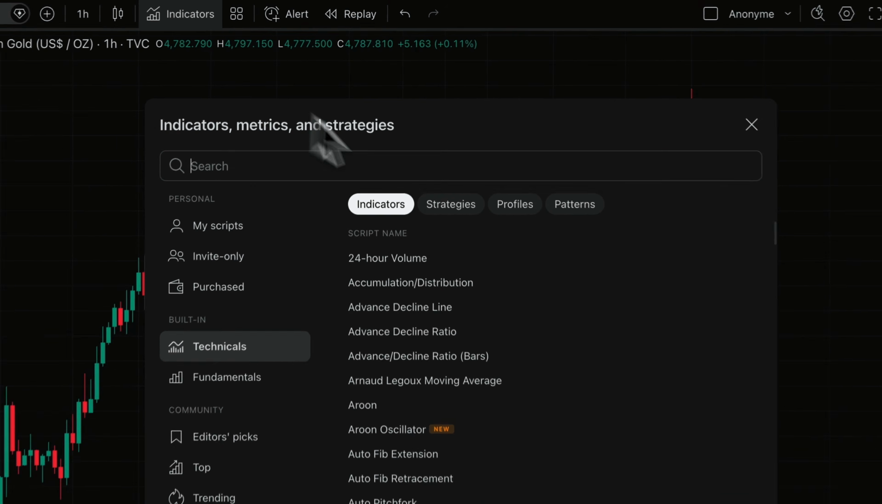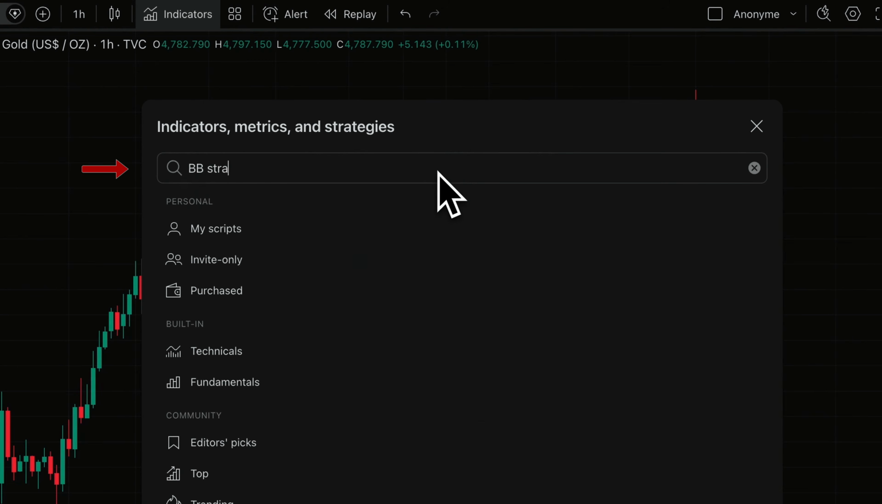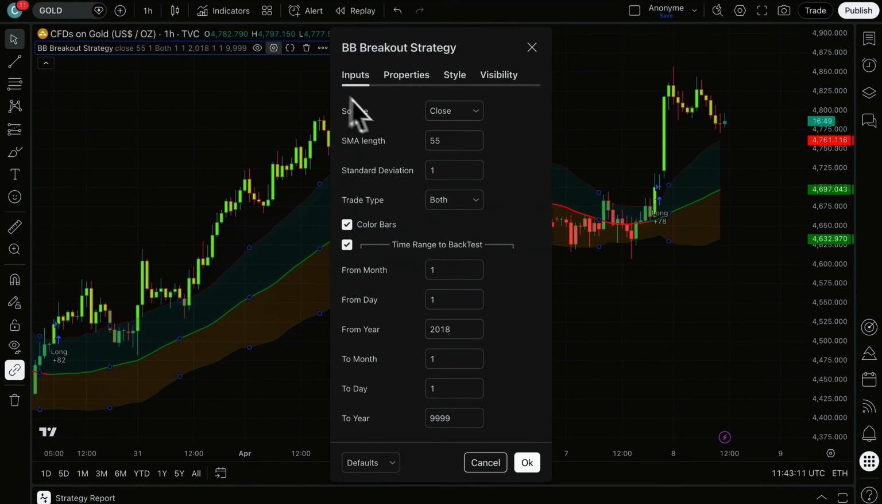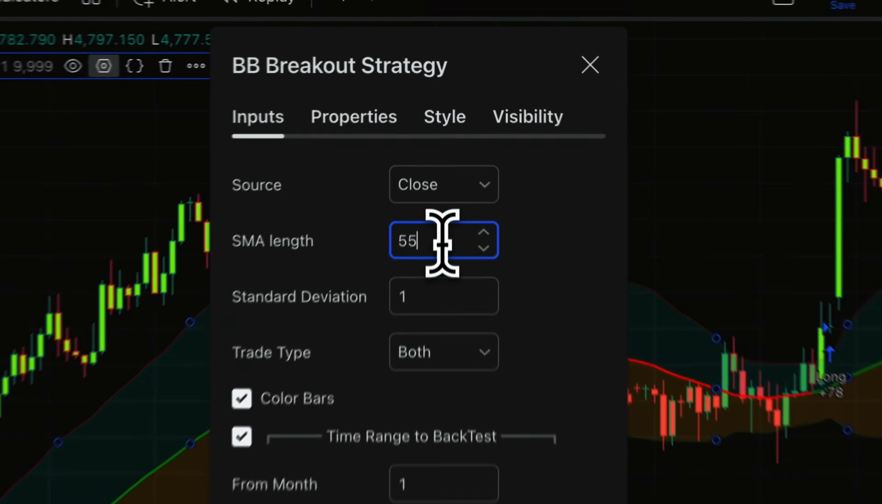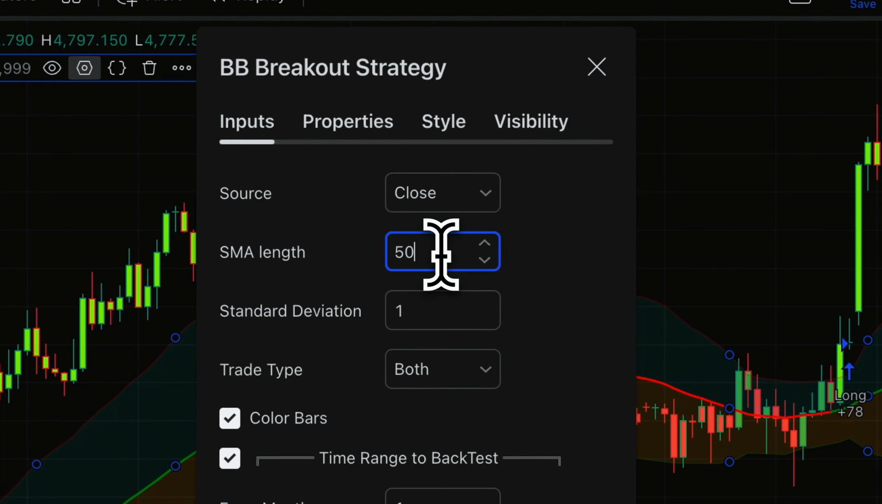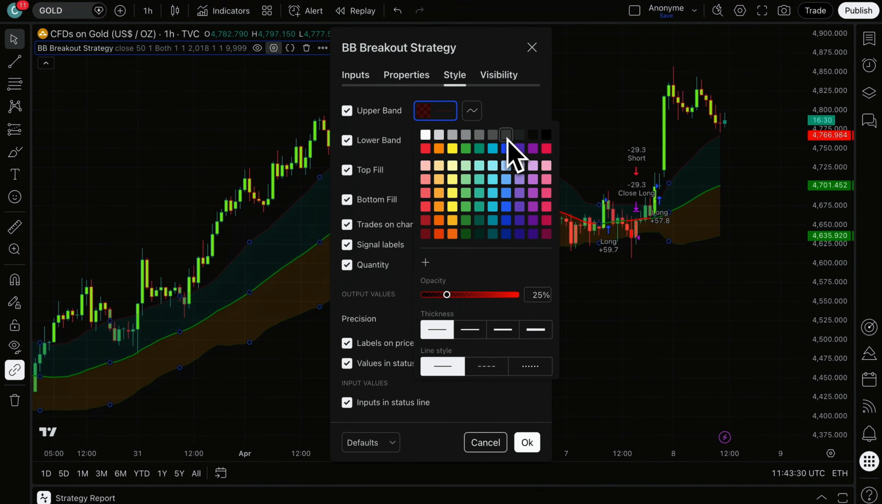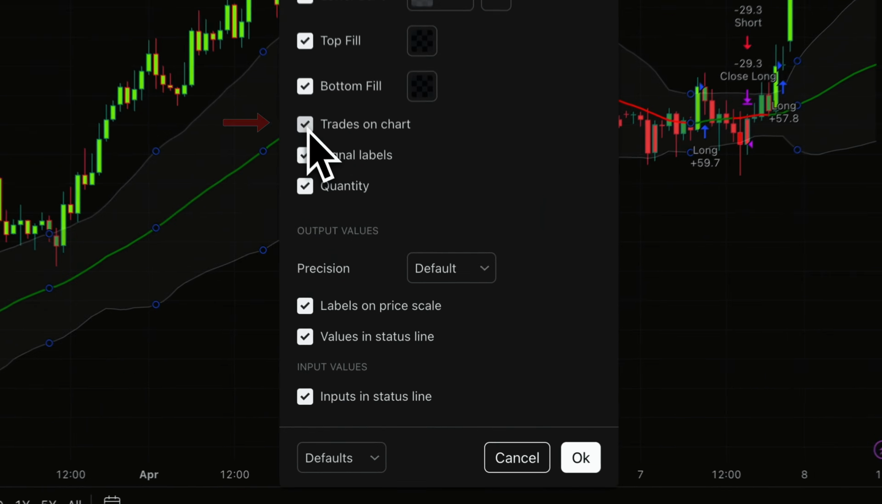First step, you add the technical indicator. Next, we go into the settings to make a few changes. You can delete 55 and type in 50. Then you click on the style category. You can change the colors of the Bollinger Bands. You can delete that.